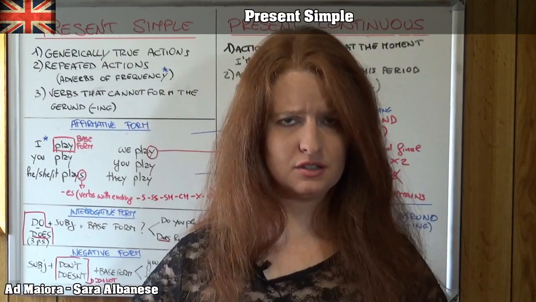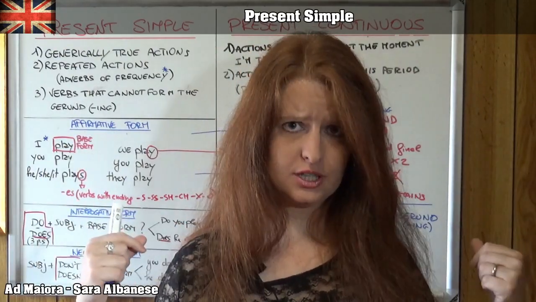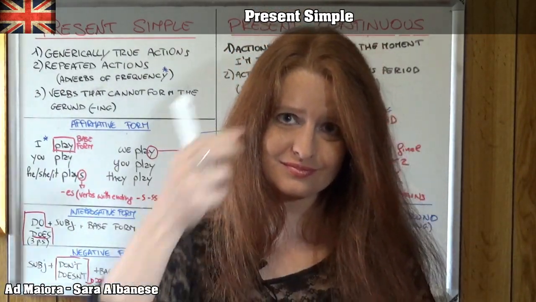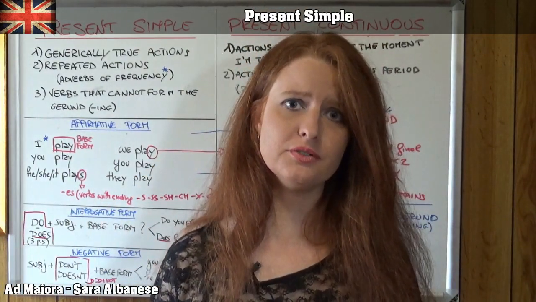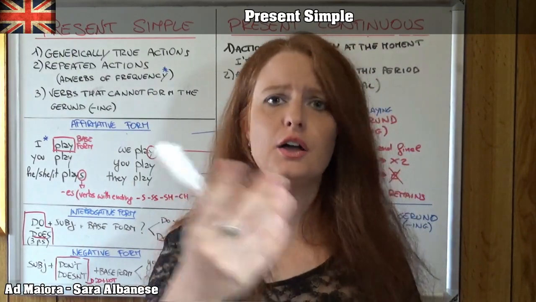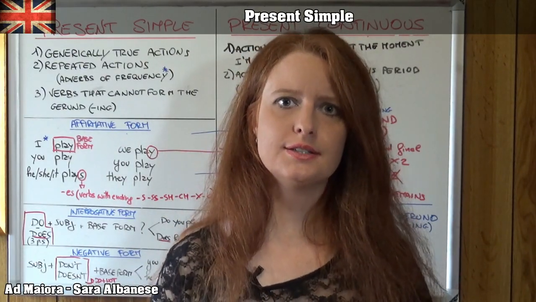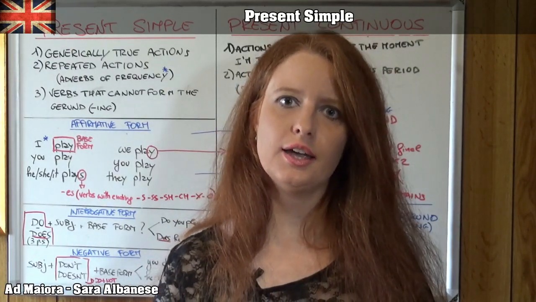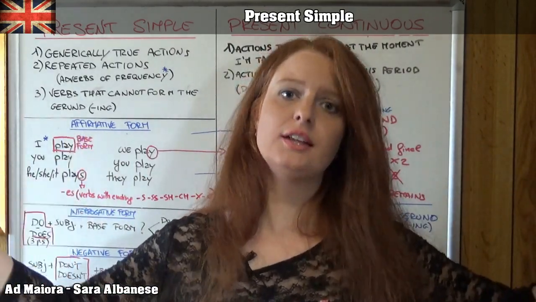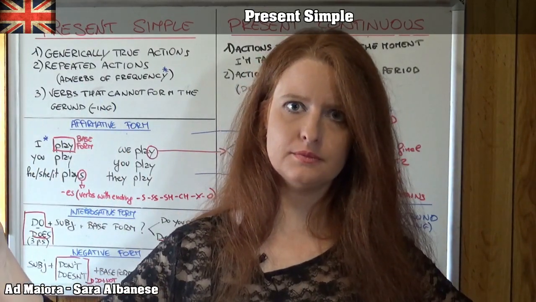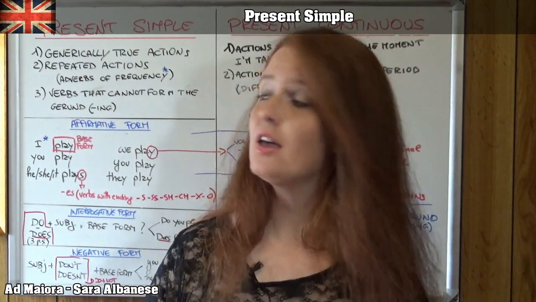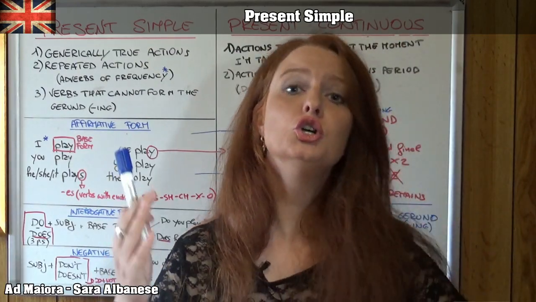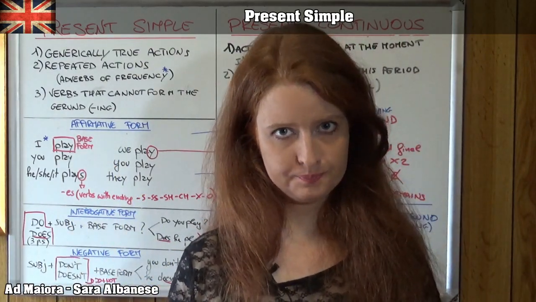This is a habit, sorry. So I lived in Italy, I live in Italy, I will live in Italy, so this is a habit. This is true for a long period of time. Or you could tell me, I study languages. You're not just studying now at the moment you're talking. You generically study languages for a long period of time. So you use the present simple. So first situation for generically true actions, or actions which are true for a long period of time.